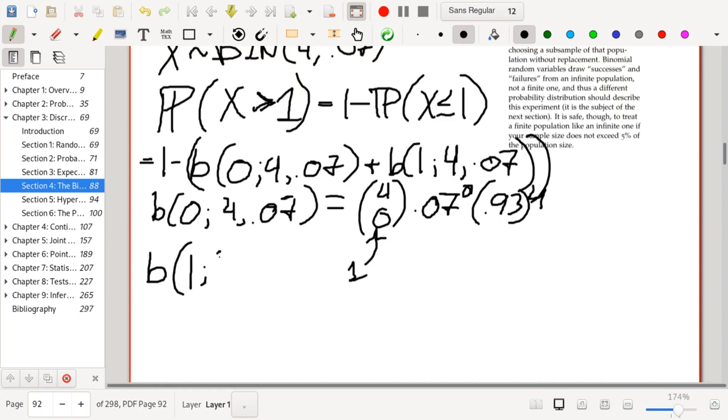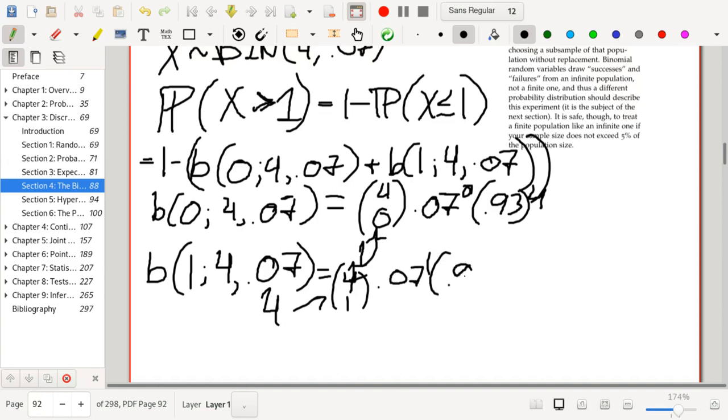The PMF at 1 for 4 and 0.07 is equal to 4 choose 1, which hopefully you know is 4. You can at least reason about it. It's like, okay, how many ways are there to pick one thing out of 4? We'll pick one of those 4 things. All right, there we go. So then we've got 0.07 to the 1st power, 0.93 to the 3rd power. And after this, you go to a calculator to compute those numbers. I think I actually computed them rather accurately in my notes.